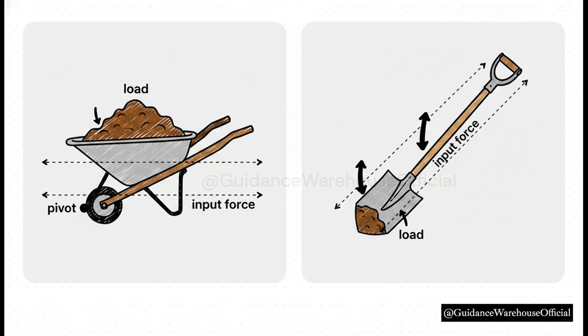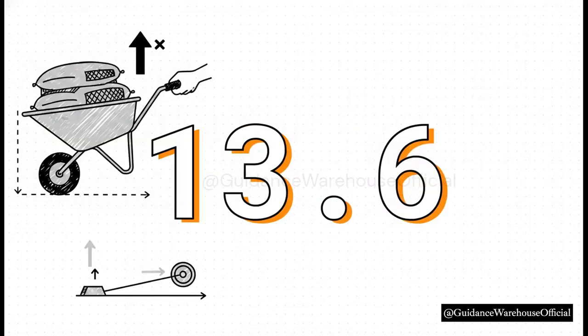This means your input distance is longer than the load's output distance, resulting in a mechanical advantage greater than 1. Now look at the shovel. The pivot is the handle in your back hand, but the input force is your front hand, which is situated between the pivot and the heavy load of dirt on the blade. Because your input distance is shorter than the output distance, this gives the shovel a mechanical advantage of less than 1.